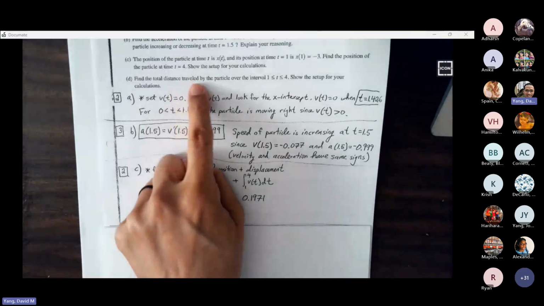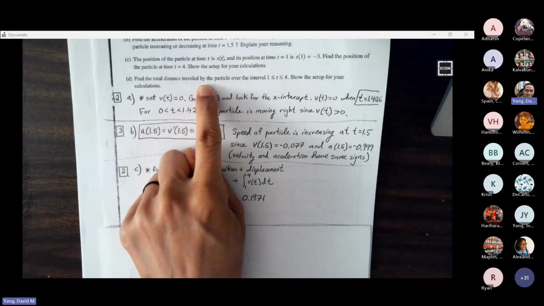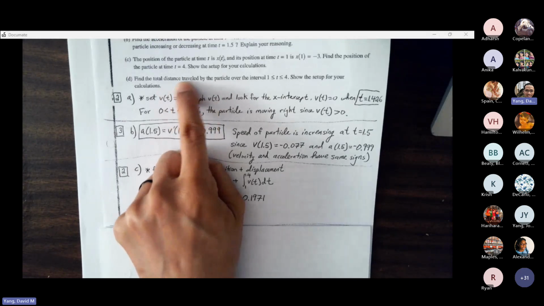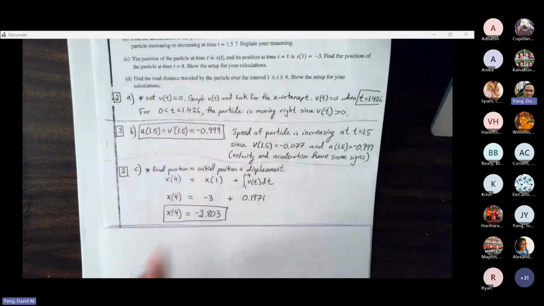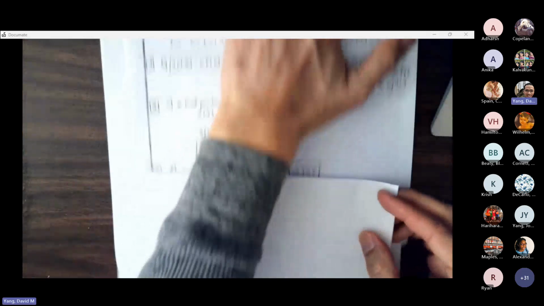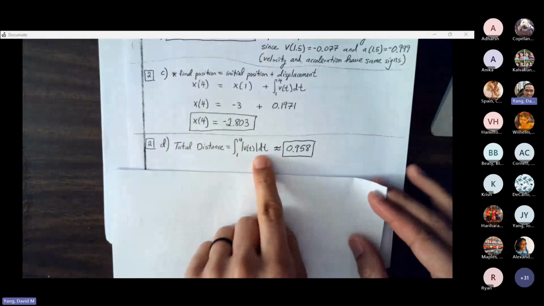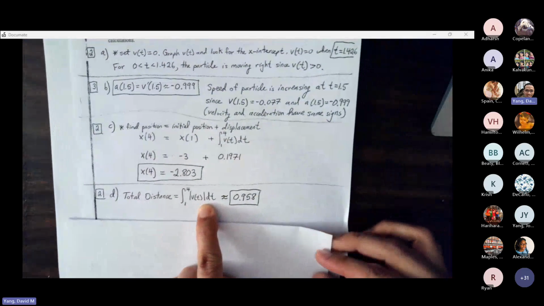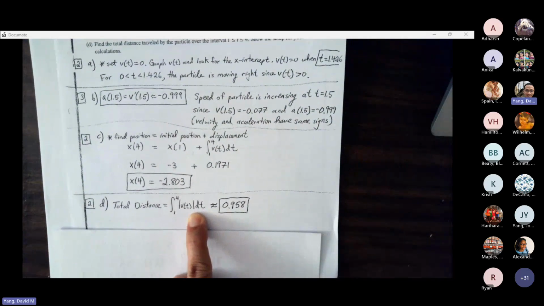Part D, find the total distance traveled by the particle over this time interval from 1 to 4. Show the setup for your calculation. So total distance, we know it's just that absolute value formula, the definite integral of the absolute value of our velocity function. So we can set it up that way, and the rest is just entering into our calculator.